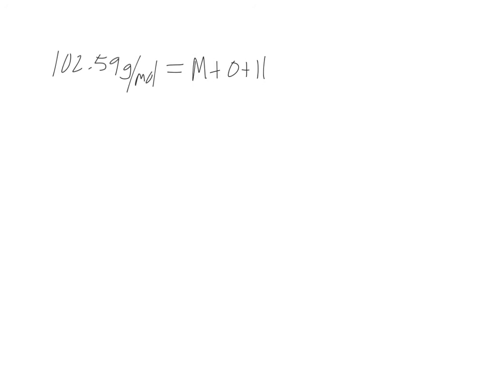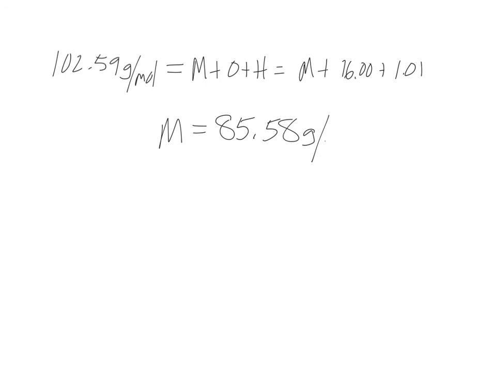That's simply the sum of the atomic masses of the metal, the oxygen, and the hydrogen. We don't know M. We know O. We can look that up on the periodic table. We know H. We can look that up on the periodic table. And then it's a simple calculation to figure out what M is. M is 85.58 grams per mole. Go to the periodic table. Look for the metal that has an atomic mass of 85.58, and you'll find that that is rubidium.